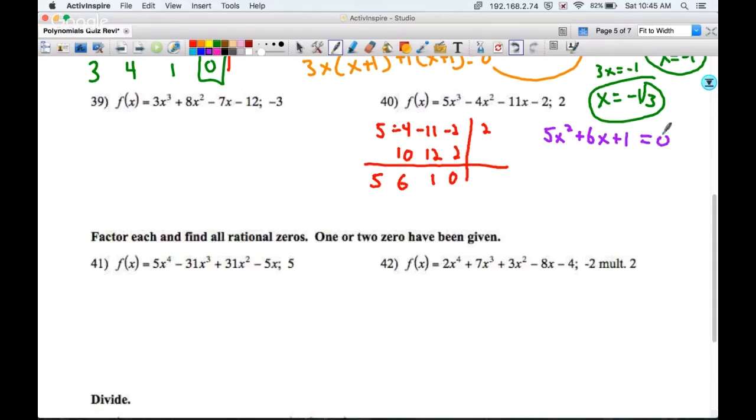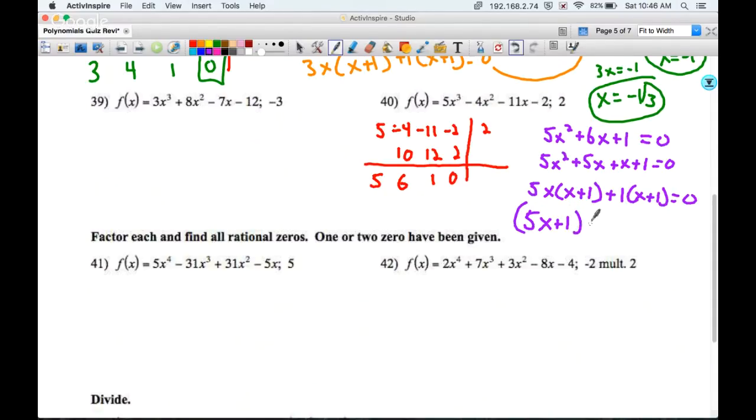All right, set that equal to 0. This is going to be factoring by grouping. I'm going to split this into 5x squared plus 5x plus x plus 1 equals 0. Do the polynomial greatest common factor of a 5x. And this one's just a 1. Now I've got 5x plus 1 times x plus 1 equals 0.